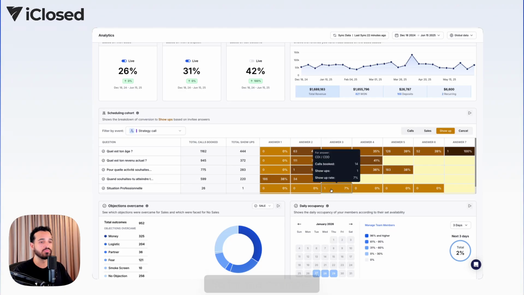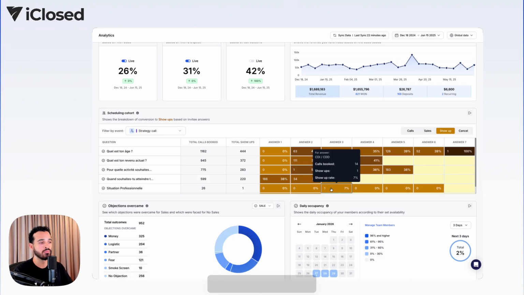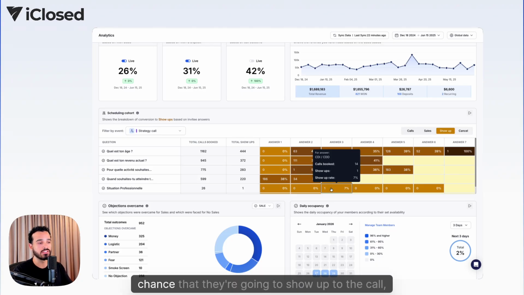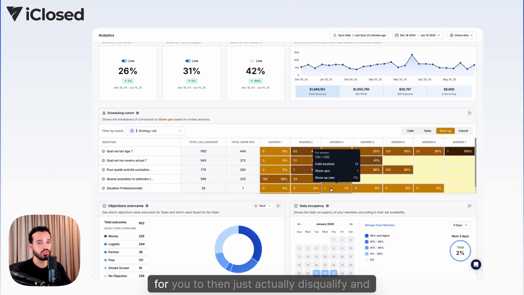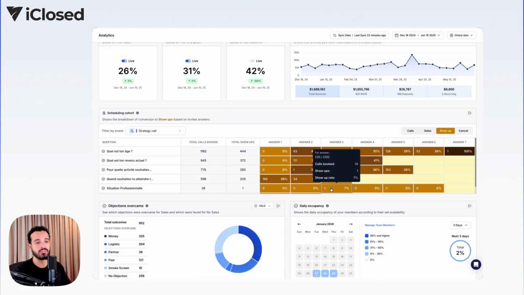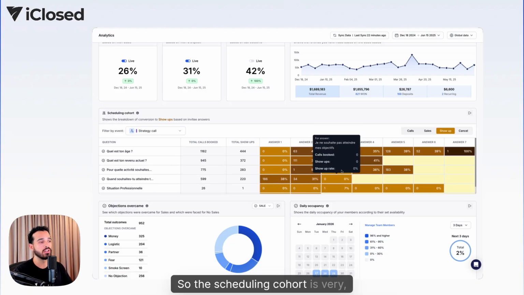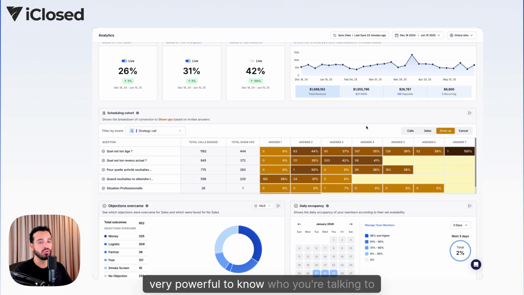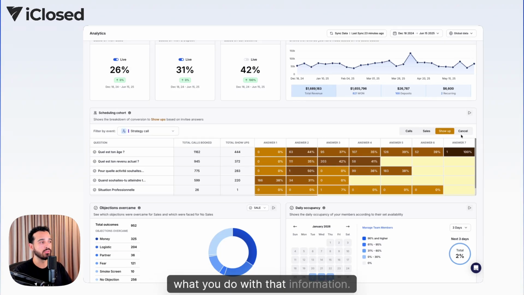For this example, this isn't the greatest example because we only have one answer for this, but let's just say there were many more answers for this question. If there's a 7% chance that they're going to show up to the call, that might be enough information for you to just disqualify and redirect that lead if they answer the question with this specific answer. So the scheduling cohort is very, very powerful to know who you're talking to, who's likely to show up, who's likely to close, and of course what you do with that information.